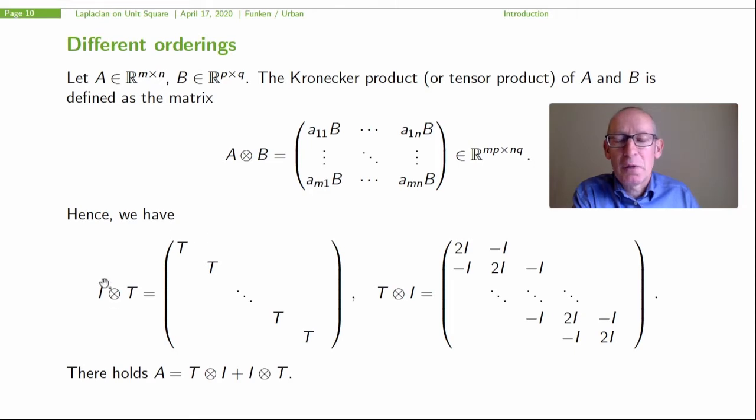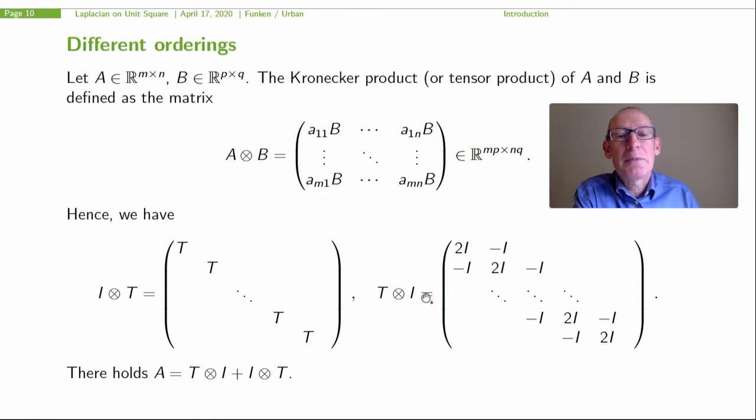So we see that I, the identity matrix, Kronecker product T: wherever we have an entry in our identity matrix, replace the entry 1 by the matrix T. This ends up with this one. Or T Kronecker product I: wherever you have an entry, multiply or substitute this entry by the identity matrix I. So this gives this.